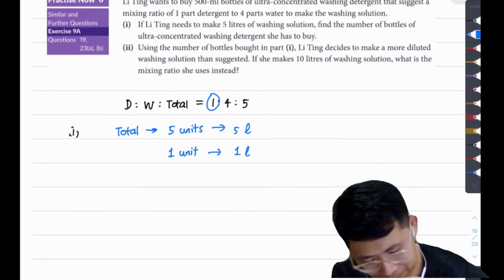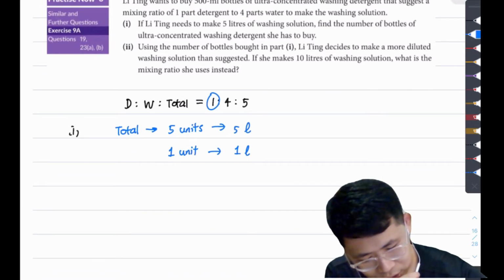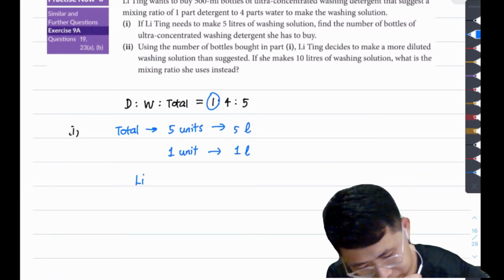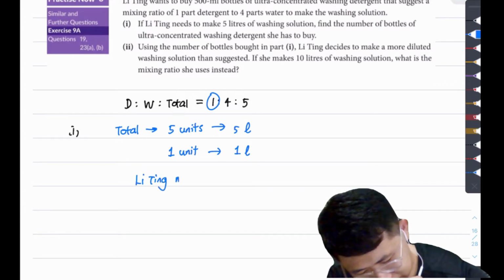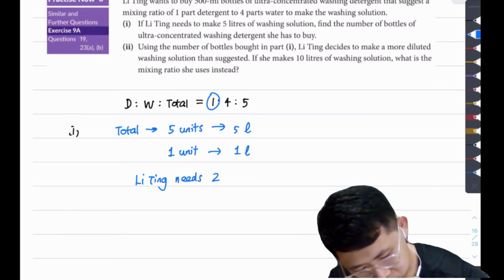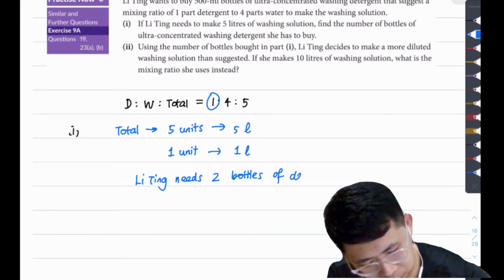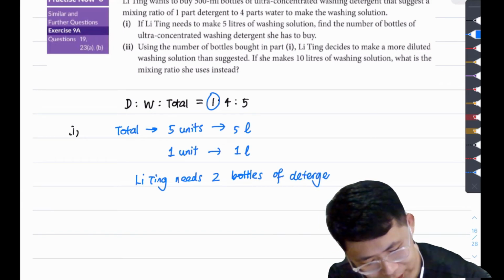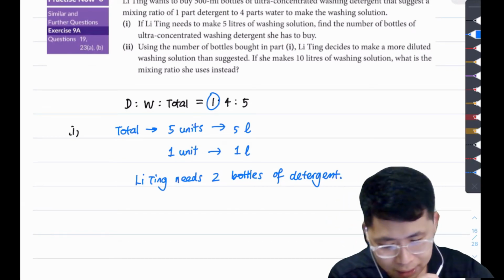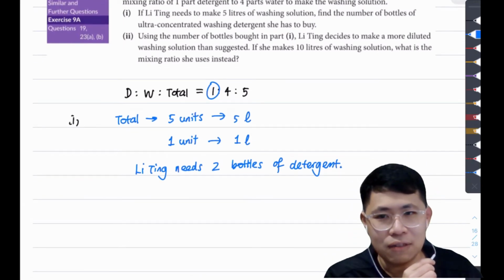So this means that Li Ting needs 2 bottles of detergent because each bottle is 500 ml. Okay, so this is the first part.